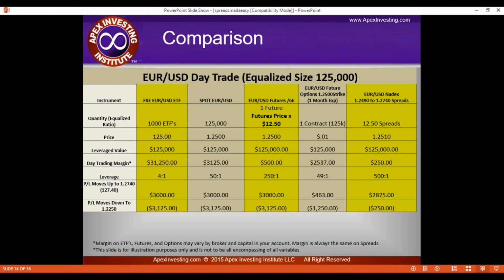Let's look at some different products out there. Let's say that you're day trading the euro dollar. Well, let's say that you're trading an ETF. You've got $125,000 leveraged. You're going to be putting up a day trading margin of $31,000. Your leverage is 4-to-1.